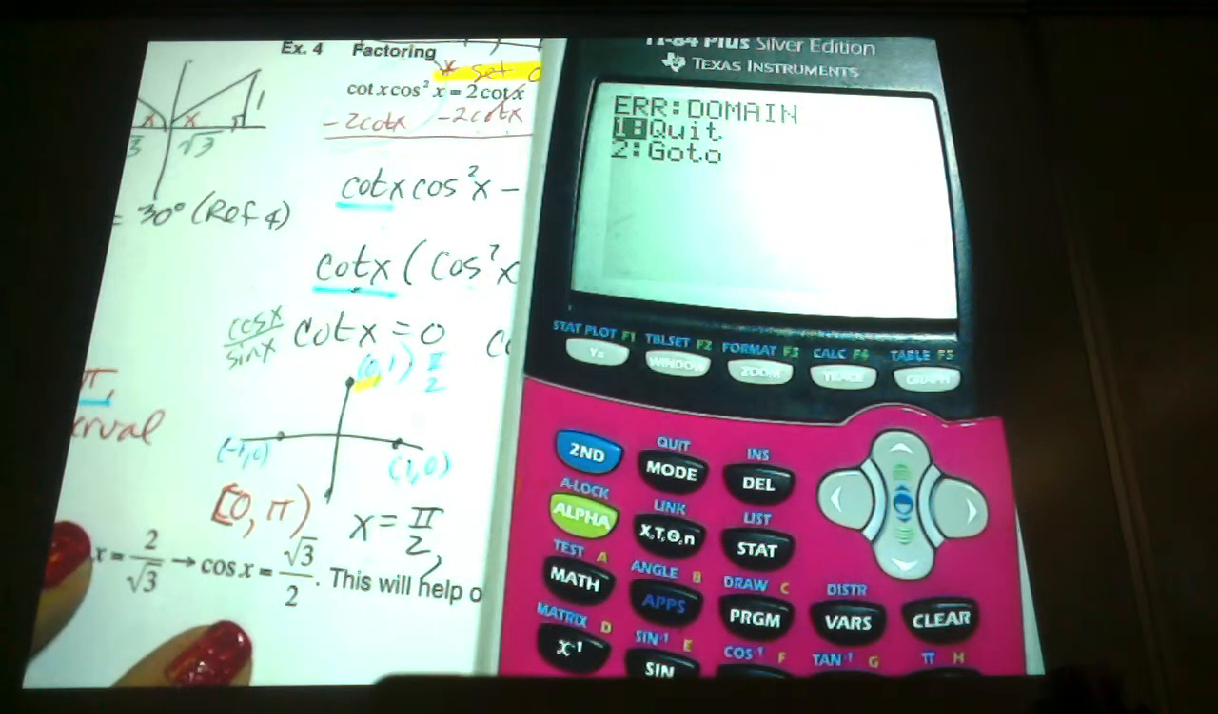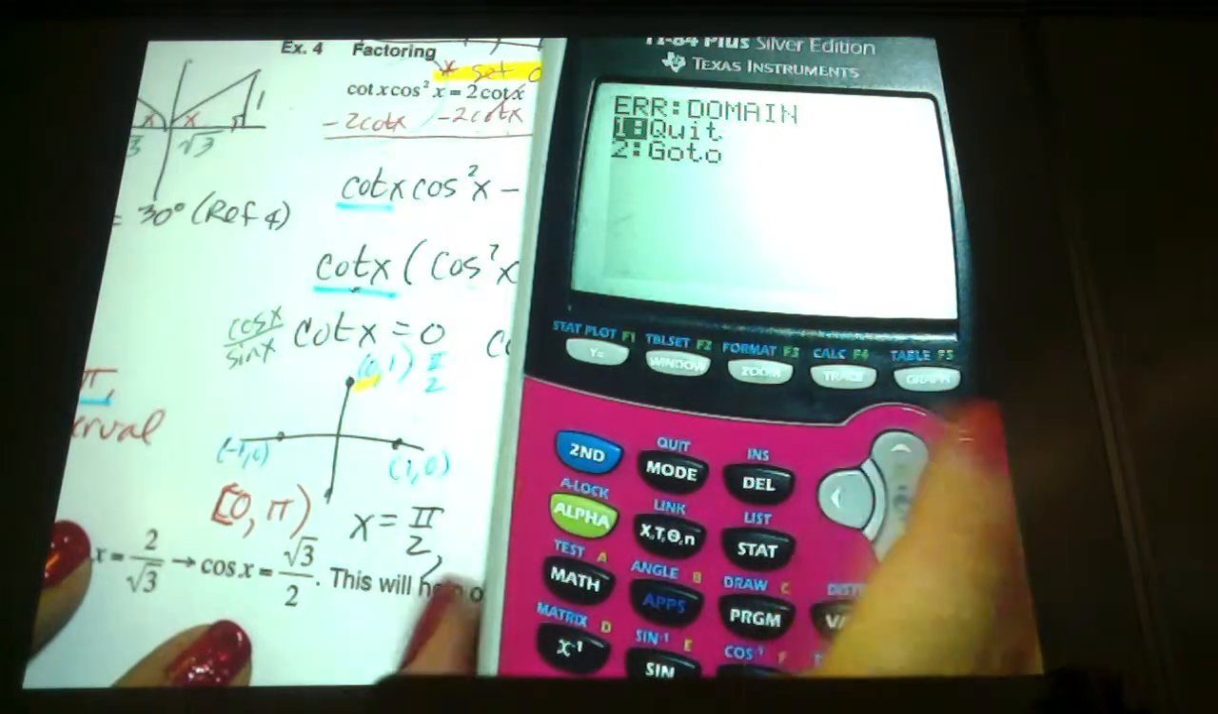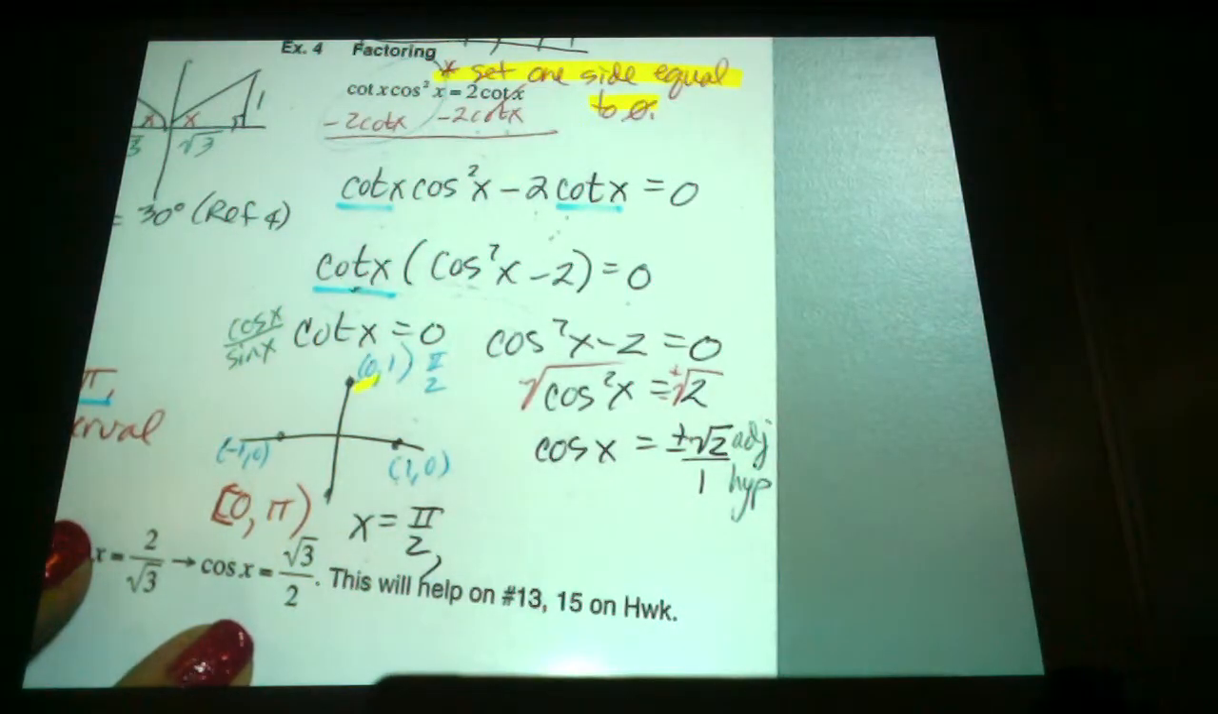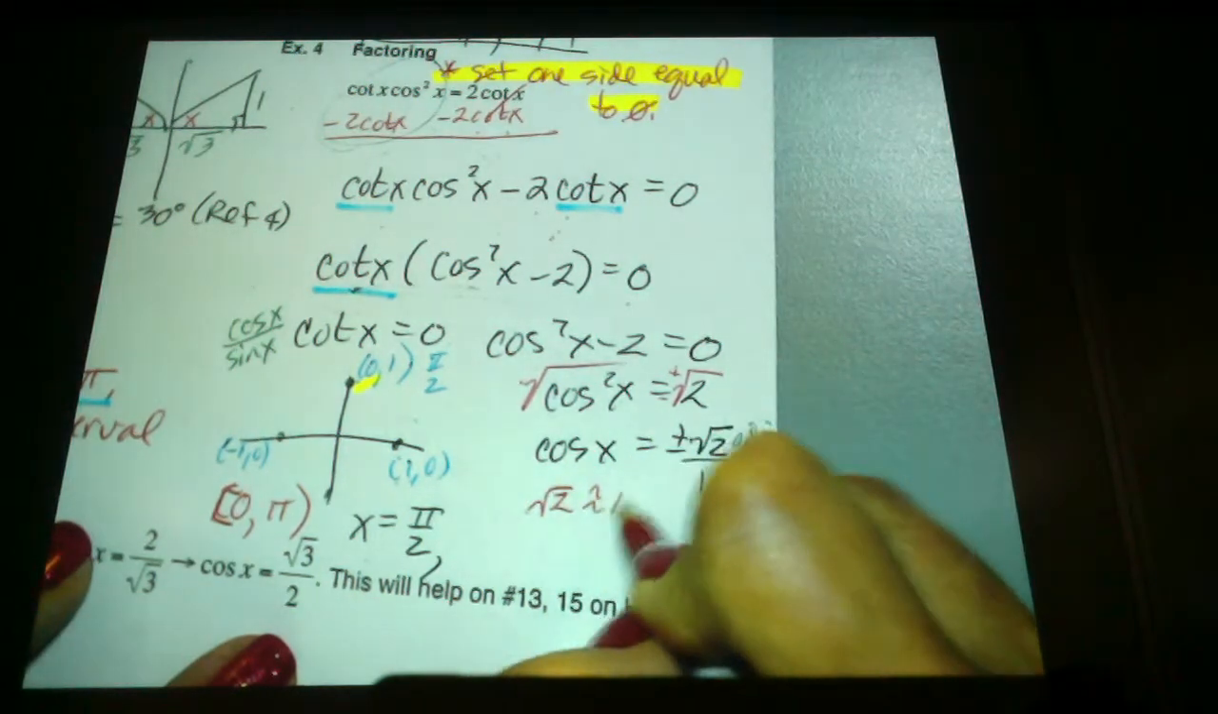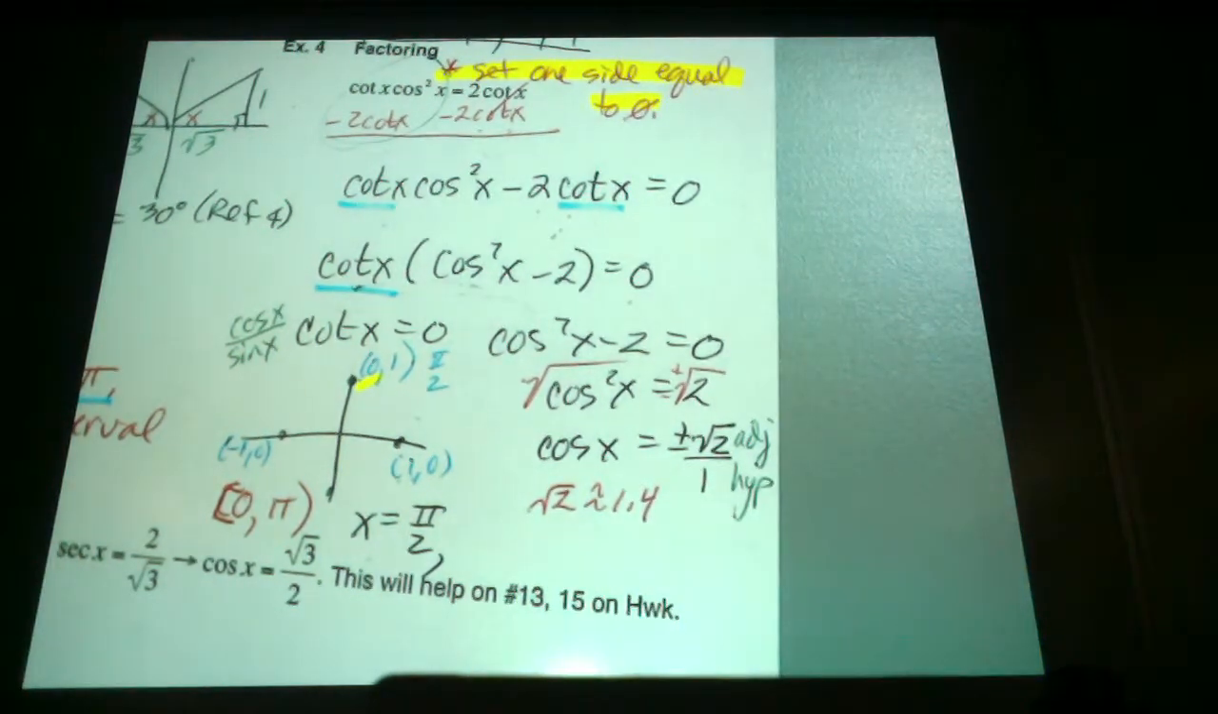Why did it give me an error message? Because why? Square root of 2 is approximately 1.4. What is the range of sine and cosine? The highest the sine and cosine curve goes is what? And lowest? 1 and -1. Because we go down to -1, right? Both of them. Isn't 1.4 outside of that range of 1 to -1?